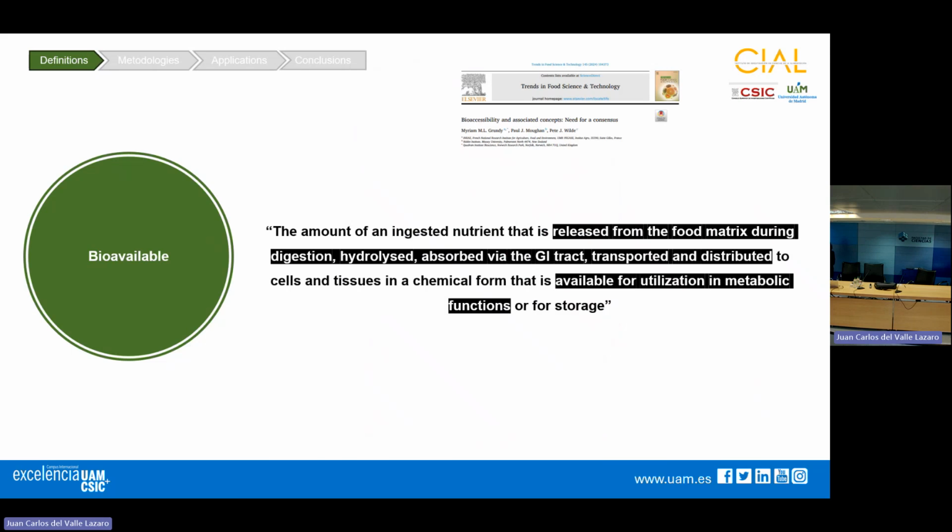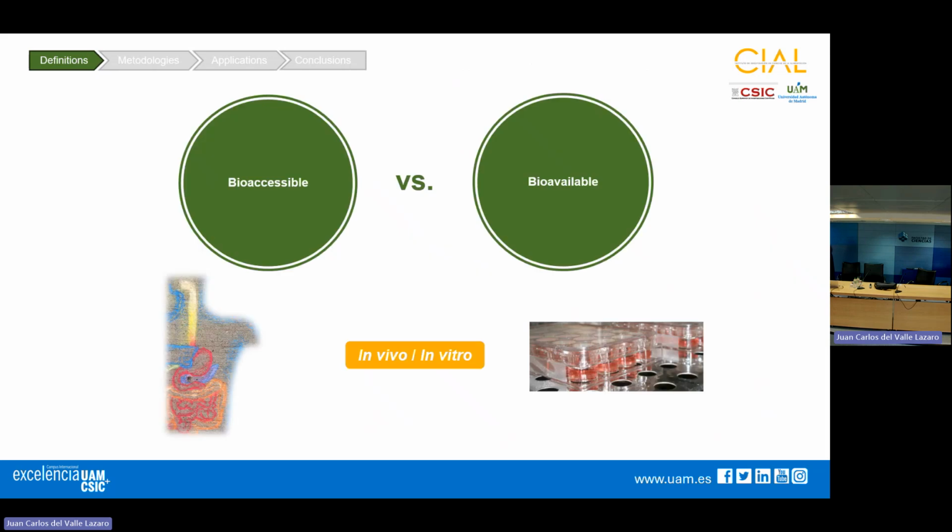The second concept we're going to define today is bioavailability. We can say that a compound is bioavailable when the amount of an ingested nutrient that is released from the food matrix during digestion is hydrolyzed and then absorbed through the gastrointestinal tract, transported and distributed to the target cells and organs, independent on the case.